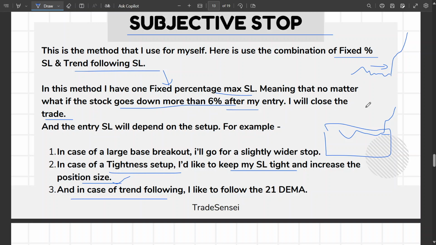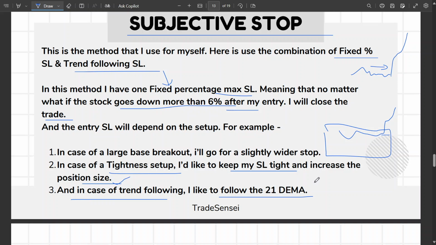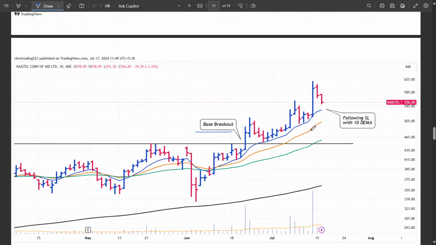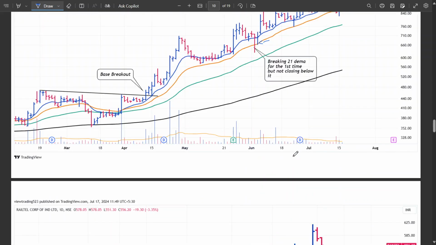And in case of trend following, whenever I am trying to follow the overall trend, I like to follow the 21-day moving average. So DEMA is just the 21-day moving average, this yellow line you see here. This is one of my favorite trend following methods, right? Where I simply try to keep following, at least, the 21-day moving average.